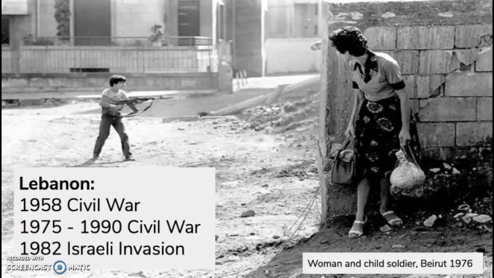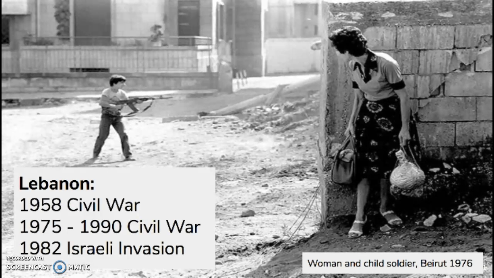Hello, this PowerPoint is designed to help you with topic 17 on the higher level paper Africa in the Middle East for IB History. I'm going to look at the conflicts in Lebanon since 1945: the 1958 Civil War, and the 1975 through 1990 Civil War, which also includes and incorporates the Israeli invasion of 1982.